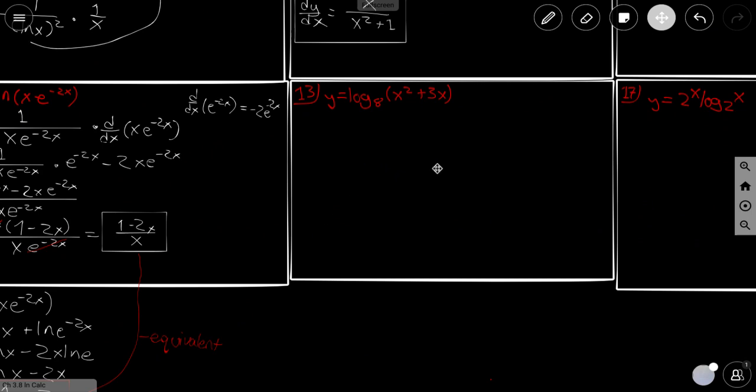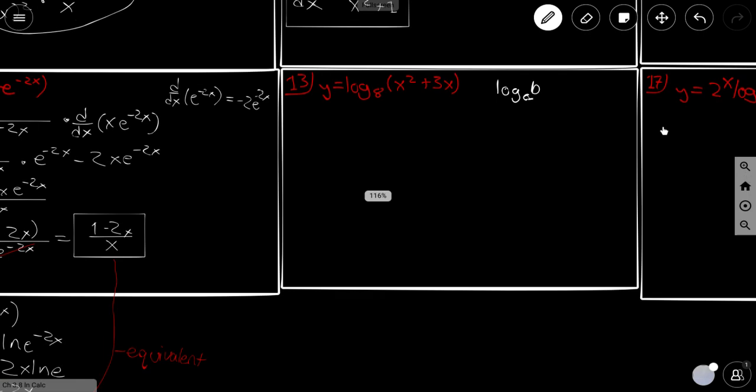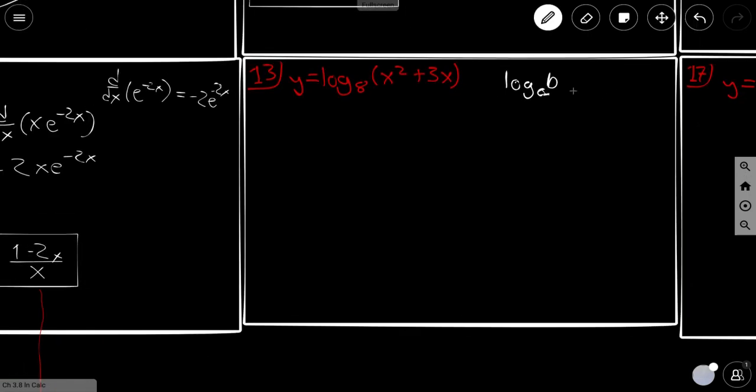Alright, so we can go ahead and bring up a rule. And I want to bring up the rule because I'm going to be applying it for this problem. Okay, so start by rewriting the problem first before I differentiate.